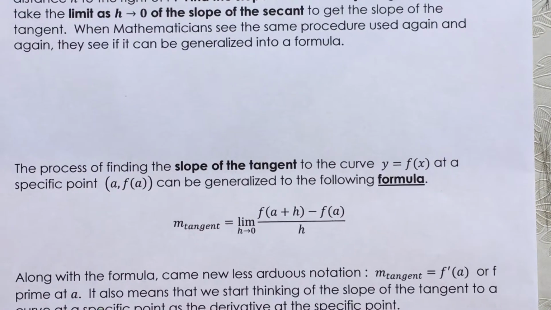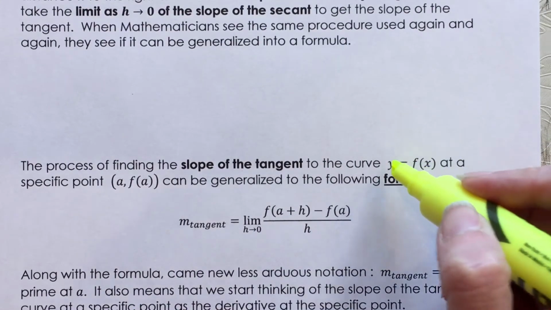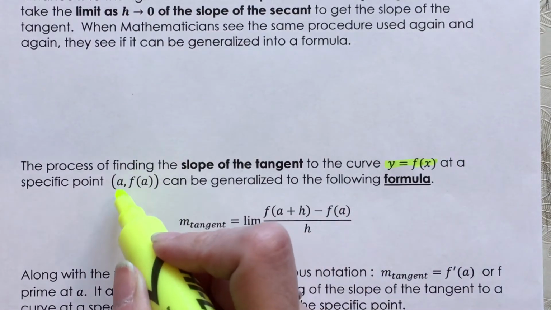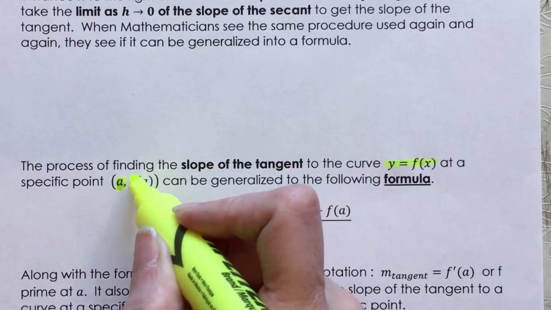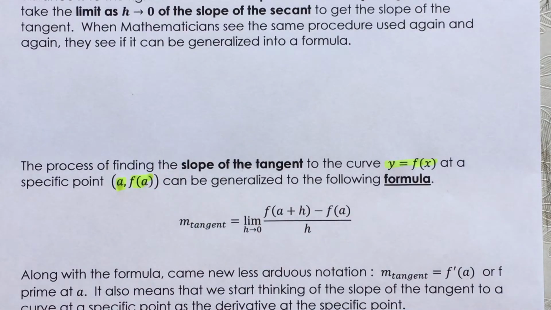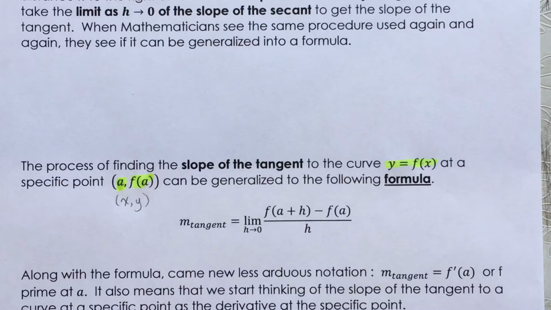So the formula they came up with for finding the slope of a tangent to a curve at a specific point, so at a curve, say y equals f of x, any curve, at a specific point, so that a value could be like 2 or 3 or 5, -2, whatever, and then you also want the value of the function at that a value. So the point x, y, where x is a number and y is the corresponding y value, can be generalized to the following formula. So the slope of the tangent, so that's m standing for slope and then a subscript with the word tangent, is equal to the limit as h approaches 0 of the function at a plus h minus the function at a, divided by h. So why is this the formula?